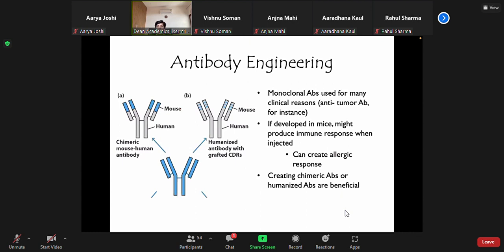Okay, the other topic that we have to talk about is antibody engineering. That we will do tomorrow. Briefly, we'll talk about this topic. It's a very big field as such, but the basic steps involved in antibody engineering we are going to discuss tomorrow. All right, so let's end this here.